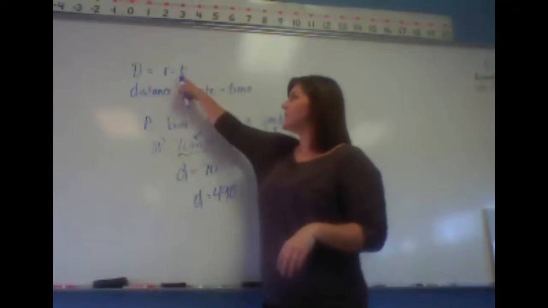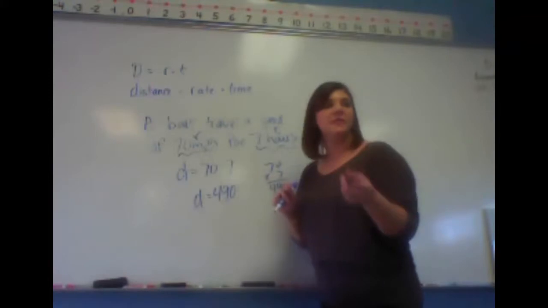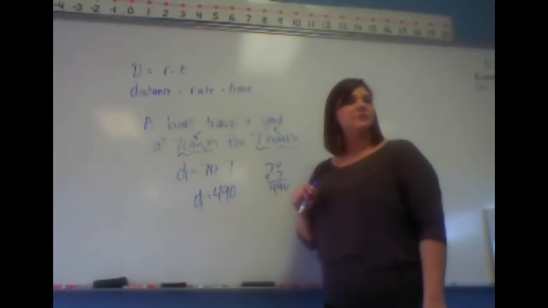So you're going to have 2 pieces of information, and you're looking for a third. You're either missing a distance, a rate, or a time. You're going to substitute in the other values and solve for that missing value. Give me a head nod if that makes sense.